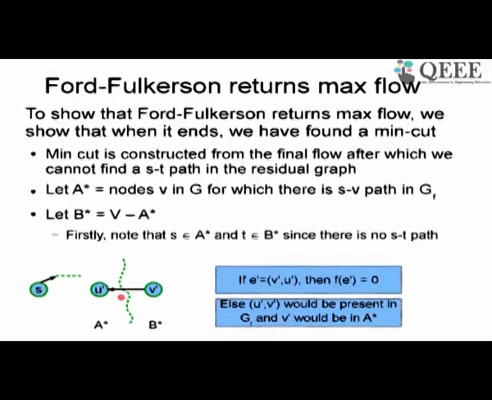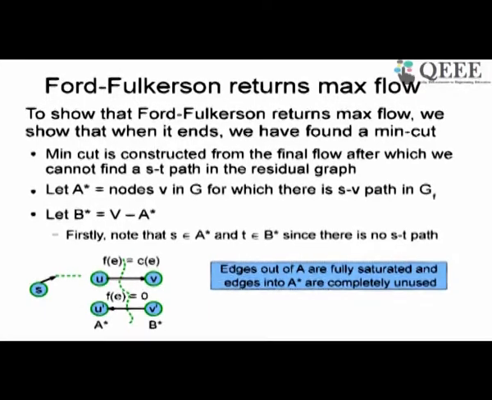And because of that undo edge, the dotted edge from U prime to V prime, there will be a path from S to U prime to V prime, but we said that V prime is in B star, which means there is no path. So the only way that V prime will be in B star and not in A star is if this backward edge, the V prime U prime edge, which is going from B star to A star, is empty. It's not carrying any flow.